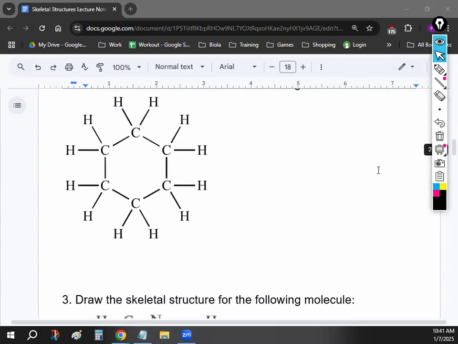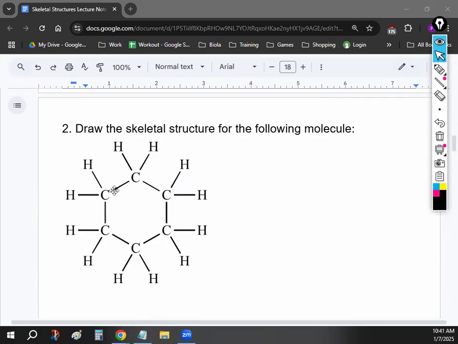Okay. All right, let's do a couple more practice. We're going to go to this one right here. Now, you guys do not need to copy down this structure. We're going to use this as our problem, but I just want you guys to copy down the answer. Okay, so first thing we're going to do is count the carbons. So this is carbon 1, carbon 2, 3, 4, 5, 6.